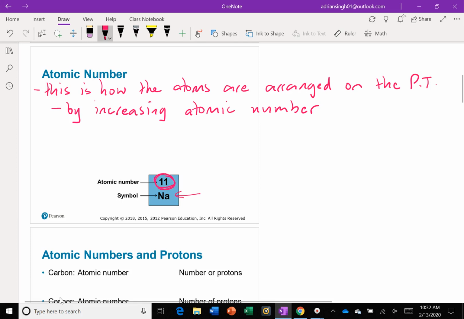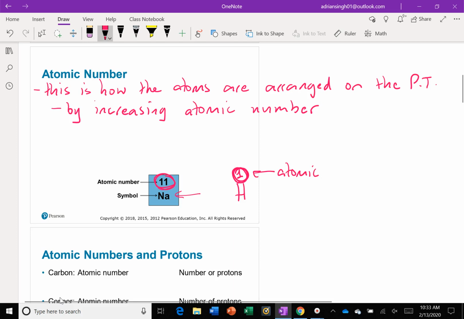And the periodic table starts in the upper left with hydrogen, and there's a 1 right above it. So that tells you the atomic number for hydrogen is 1. And if you follow the periodic table across from left to right and from top to bottom, you'll see that the atomic number increases. 1 for hydrogen, 2 for helium, etc.